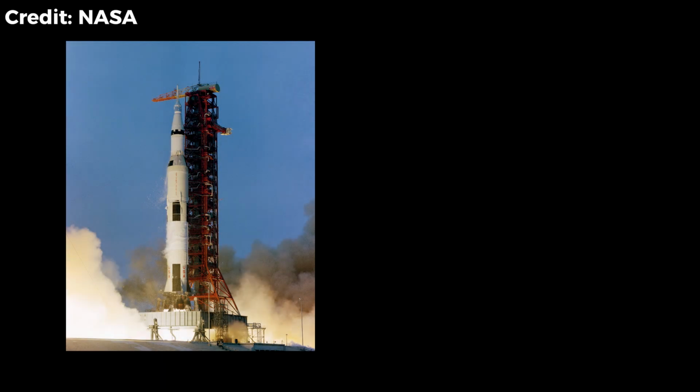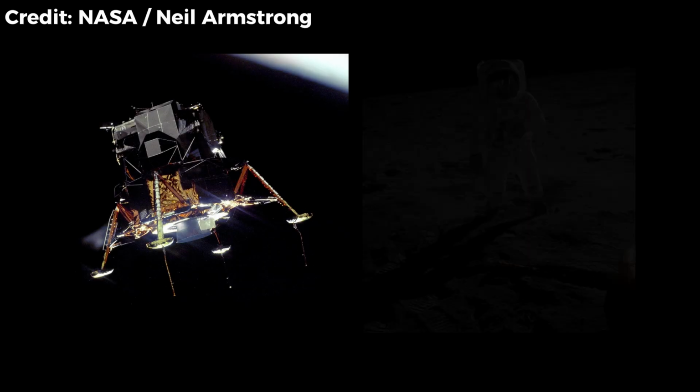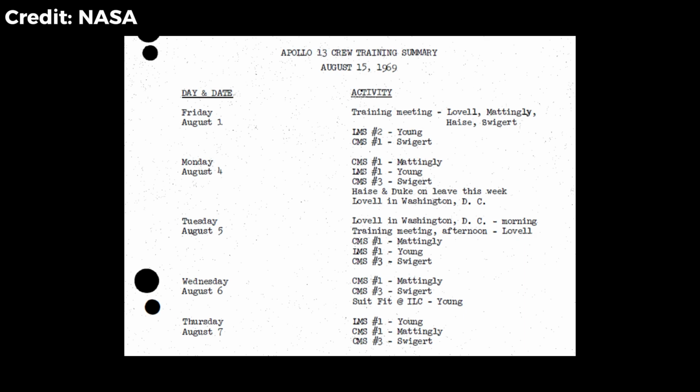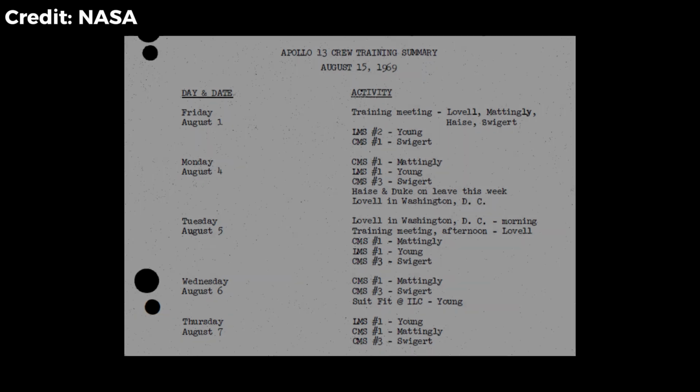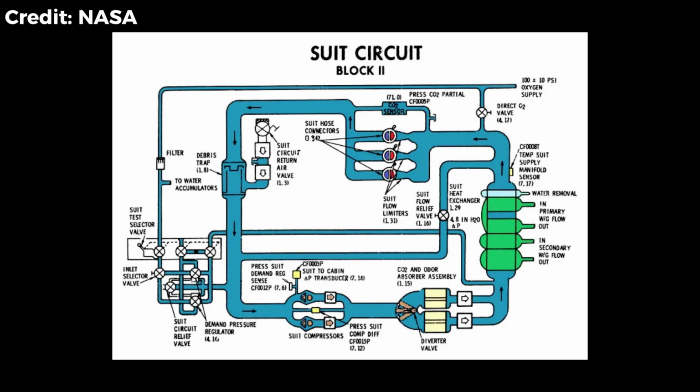So, what was the mission? The Apollo 13 mission was the seventh crewed mission in NASA's Apollo space program, and was supposed to be the third to land on the moon. The Apollo 13 crew went through over 1,000 hours of specific training, averaging more than 5 hours for every hour of the mission's 10-day planned duration.